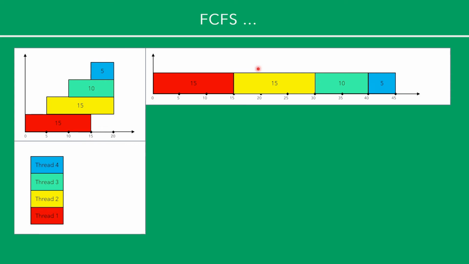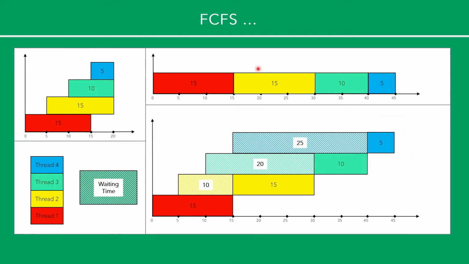Now, let's calculate the average waiting time for these threads. First, for thread T1, it was immediately scheduled. Since it was the first thread, there is no waiting time. For the second thread T2, it arrived at 5 seconds, but it was scheduled only at 15 seconds. So the waiting time for thread T2 is 10.